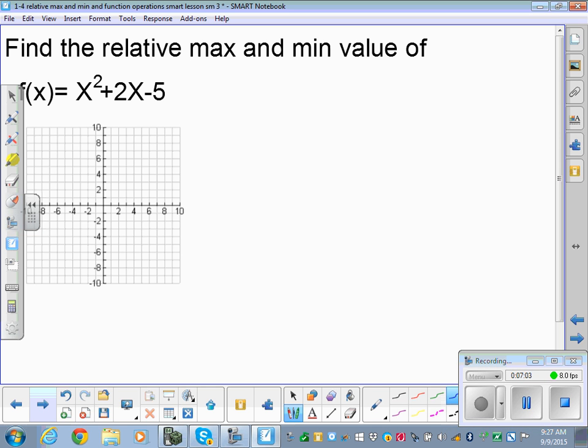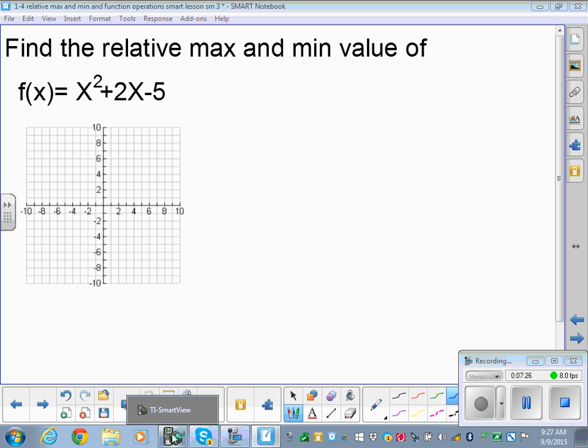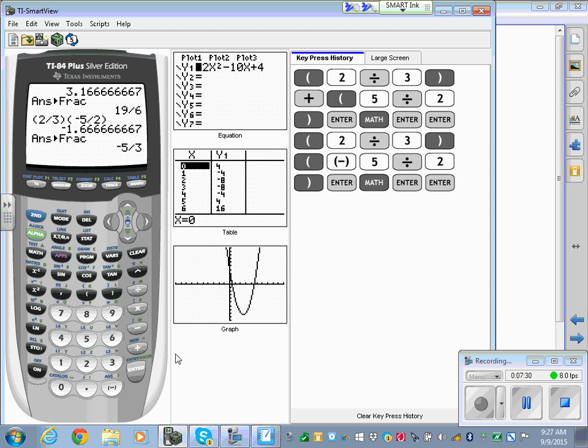So here's our function. f of x is equal to x squared plus 2x minus 5. So let's go ahead and graph this on our graphing calculator, guys, and then we'll see what we're going to be finding, either a max or a min. Okay, pulling up my graphing calculator here. Follow me through this. It's different when you're doing it rather than just watching. So please get out your graphing calculators.